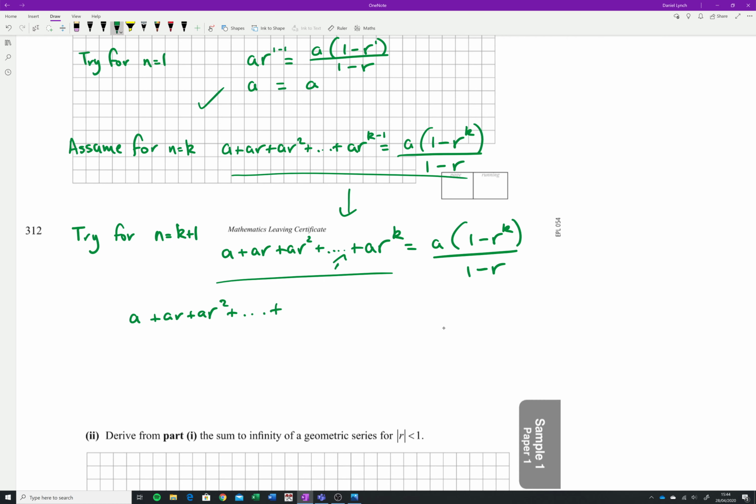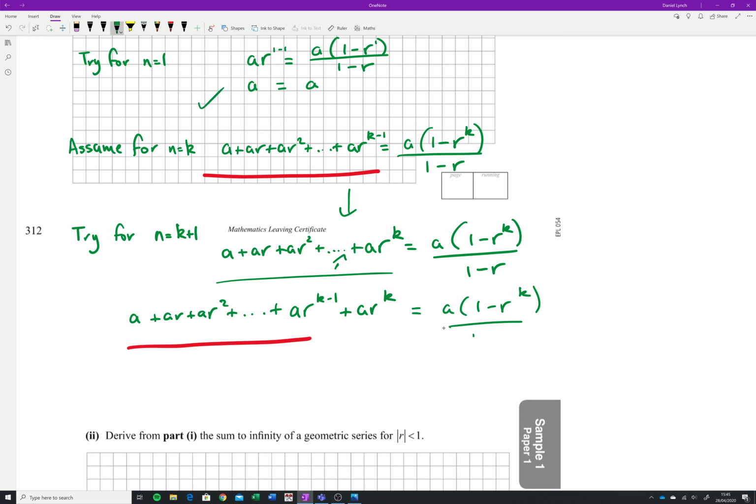Yeah, show the second last term. So the second last term, obviously we're going backwards in ones for the power of r, so it's ar^(k-1) plus ar^k. What we find is that this thing there is now that thing there, all bar the last term. And it's still equal to a times (1 minus r^k) over (1 minus r).